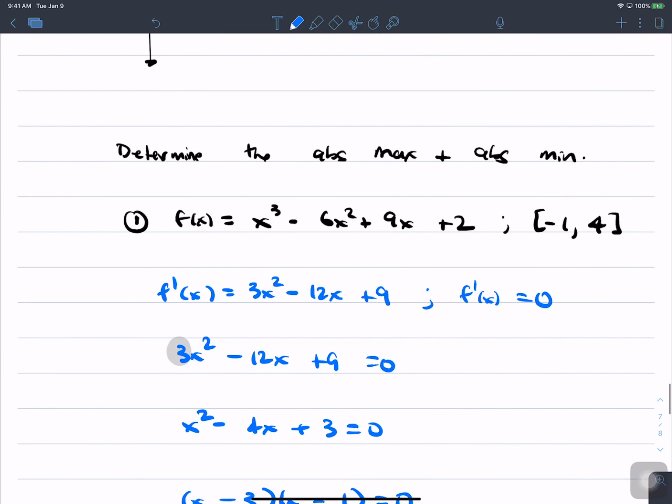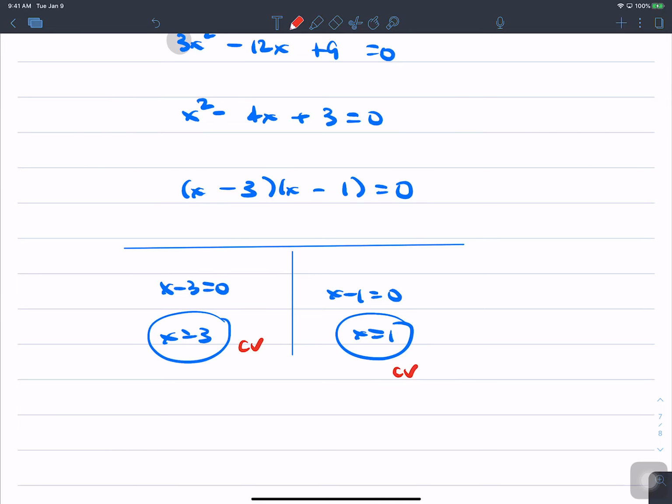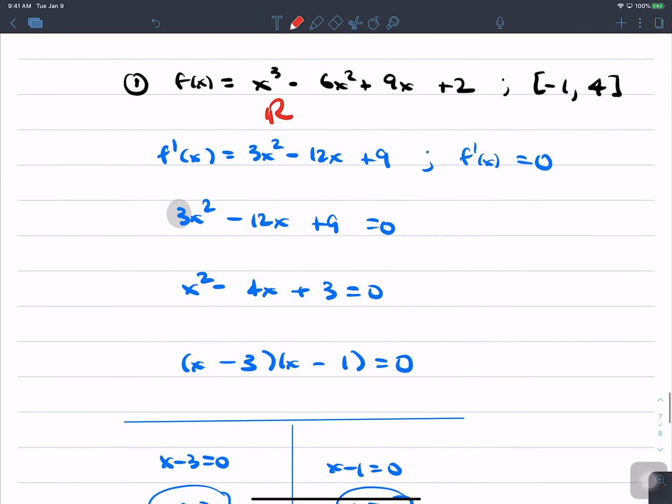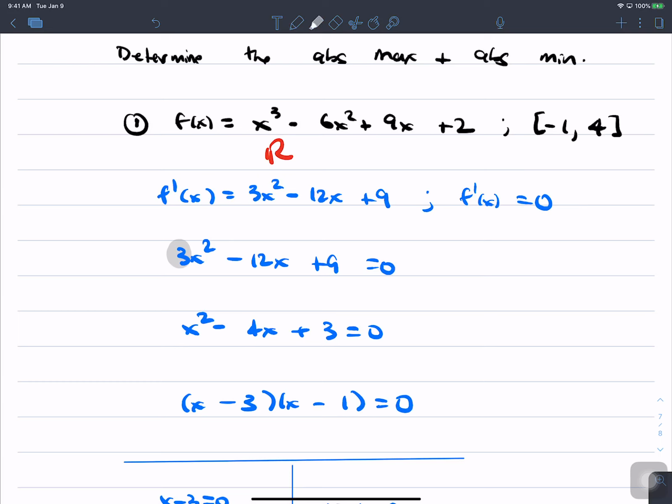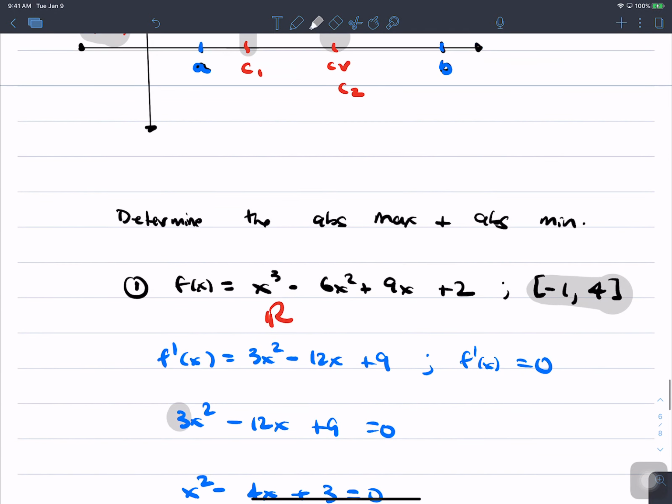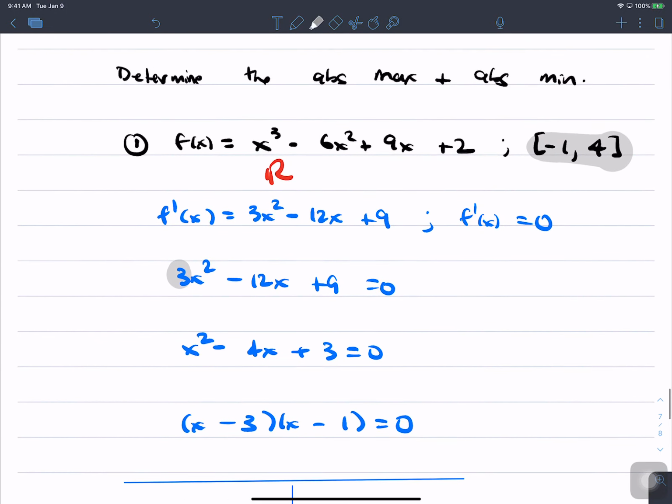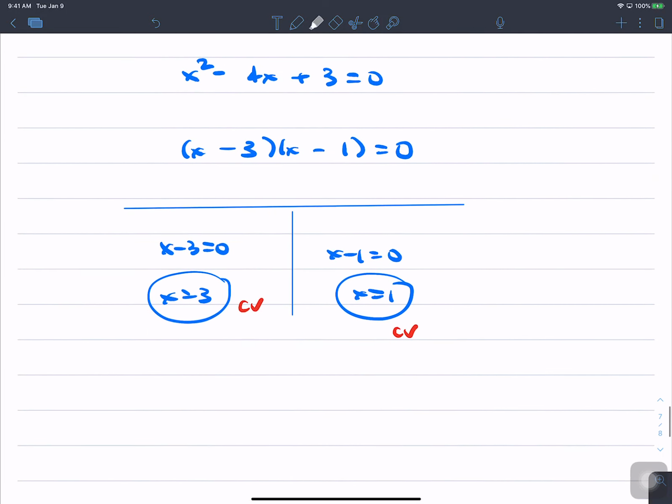And this is a polynomial, so the domain is all real numbers, ladies and gentlemen. So you found some critical values here, okay? 1 and 3. So, okay, you know about the critical values, but what about this interval here? I guess you have to use both of them. Yeah, 1 and 3 are in that interval. Yeah, okay. So here's the process.